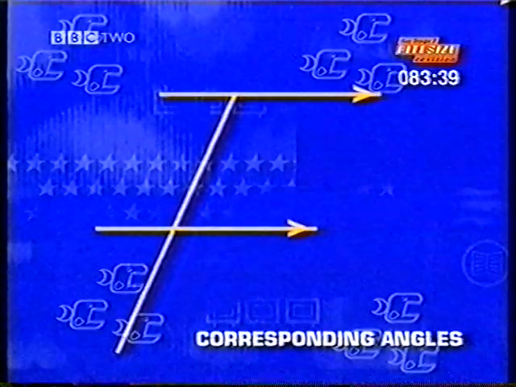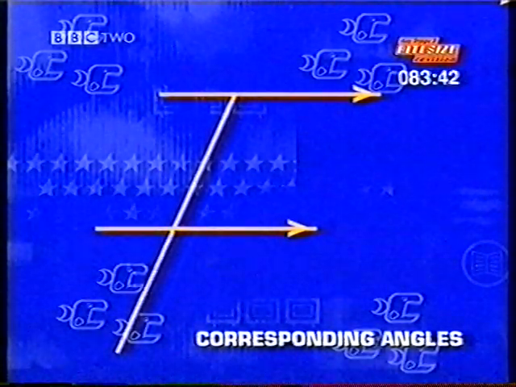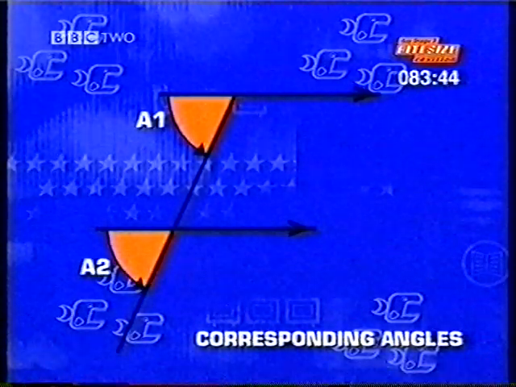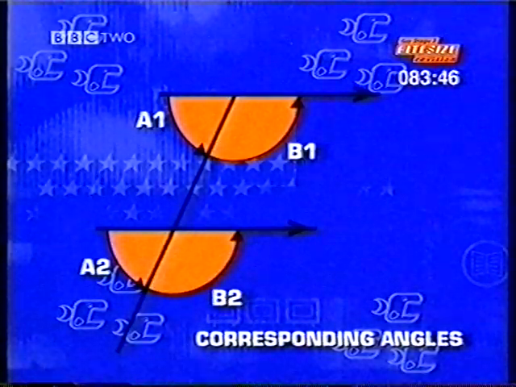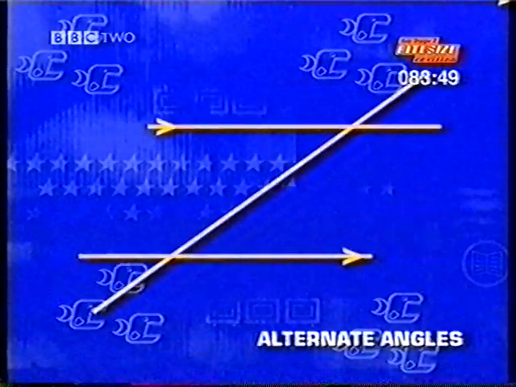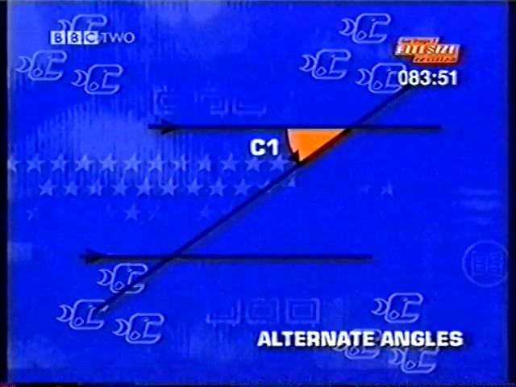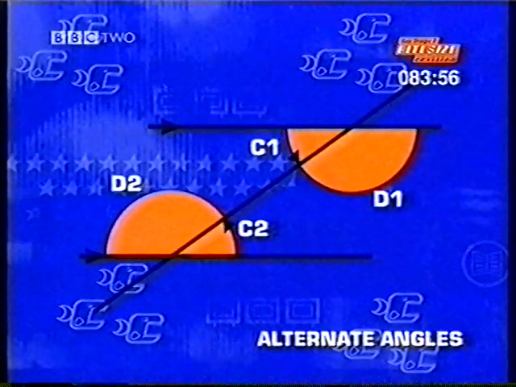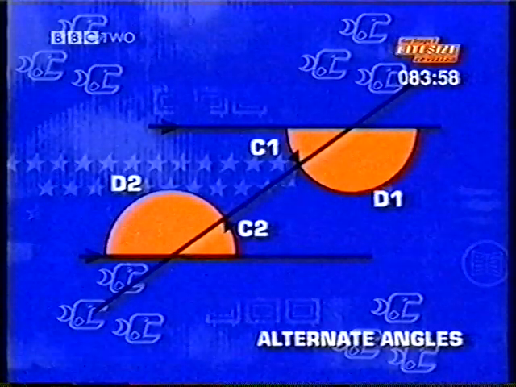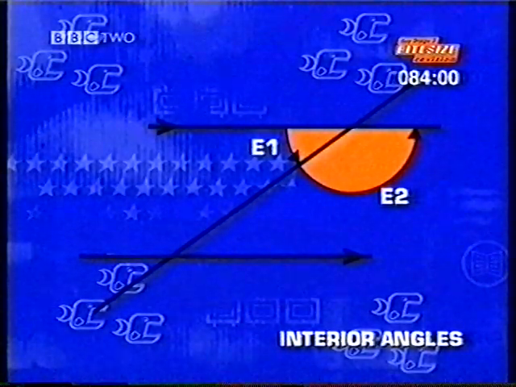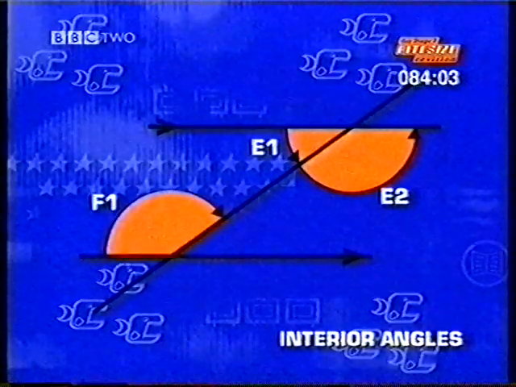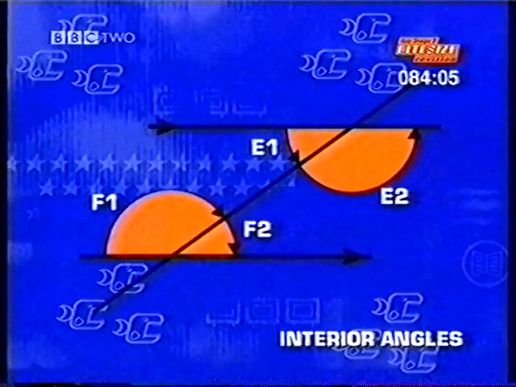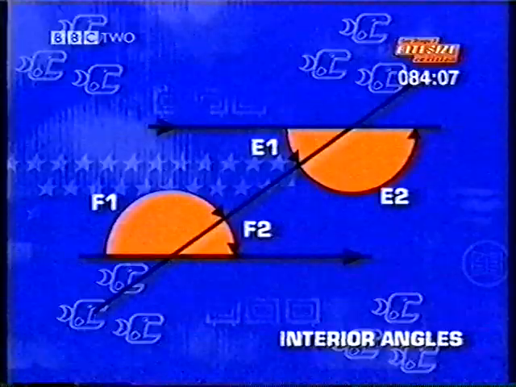Corresponding angles make an F shape, and corresponding angles are equal, so that A1 and A2 are equal and B1 and B2 are equal. Alternate angles make a Z shape, and C1 and C2 are equal and D1 and D2 are equal. Interior angles add up to 180 degrees, so E1 and E2 add to 180 degrees, and F1 and F2 also total 180 degrees. Okay, let's now put some of what we've learnt so far into practice with a test question.